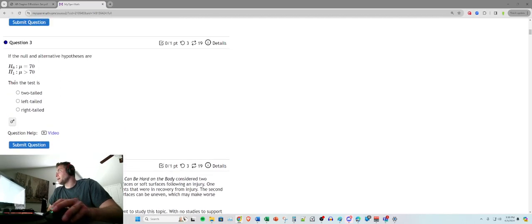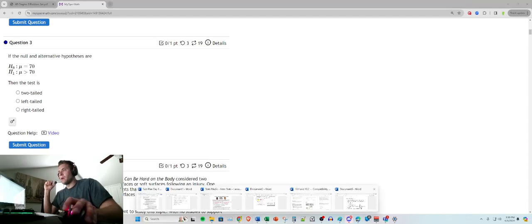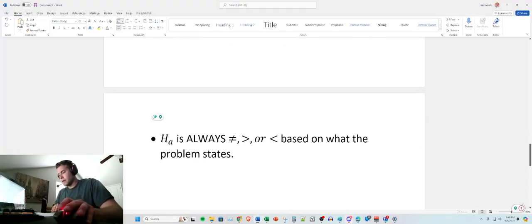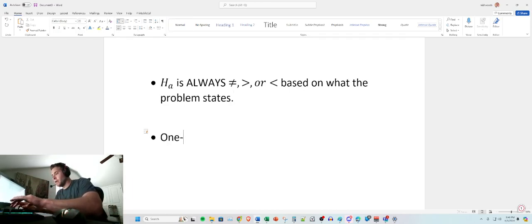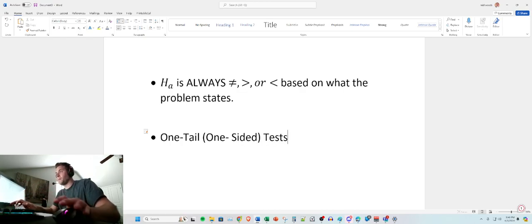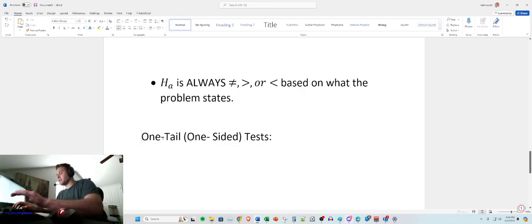We do want to go ahead and talk about this idea right here, the idea of tails. So we're going to go ahead and talk about that and write about that. Okay, so let's talk about one tail or one-sided tests. Okay. So these are the tests. We don't need bullet points for this. I want the star actually.